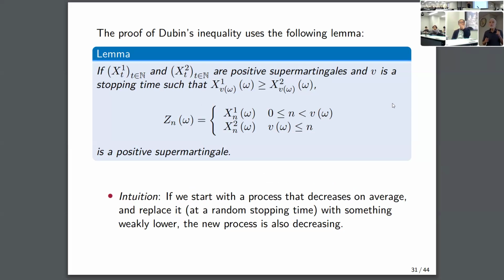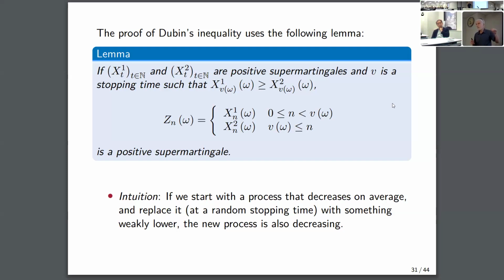One lemma is really useful in proving this. If x1 and x2 are two different positive supermartingales, and b is a stopping time where at this time we stop, x1 is at least as big as x2, then we can find a new process that says take x1 until the stopping time and then switch to x2. So that's also a positive supermartingale.